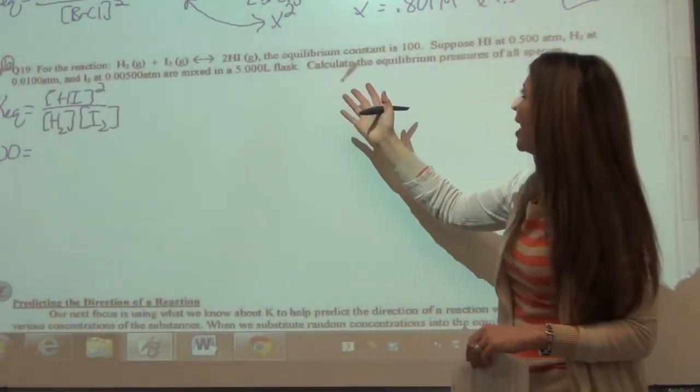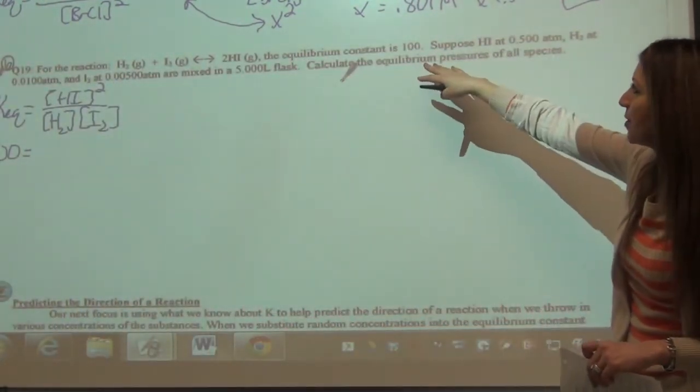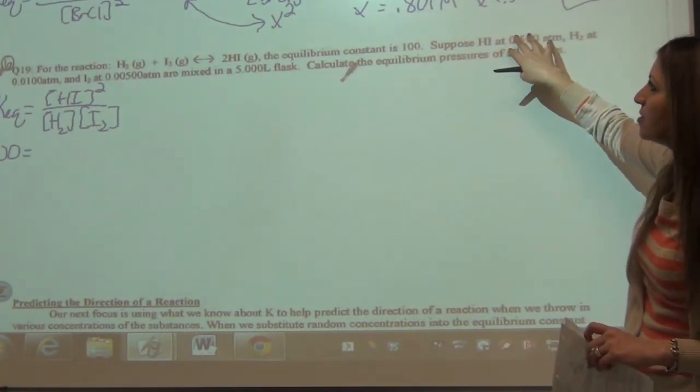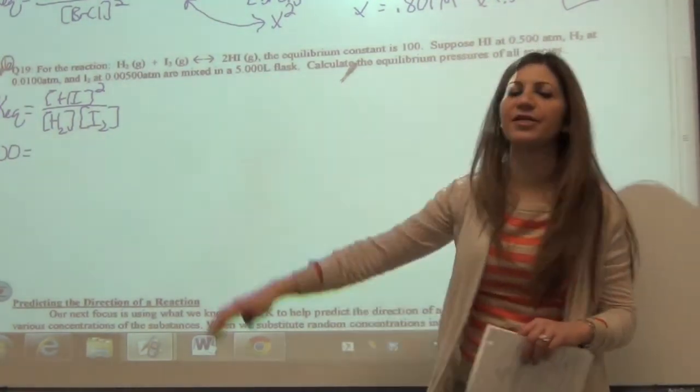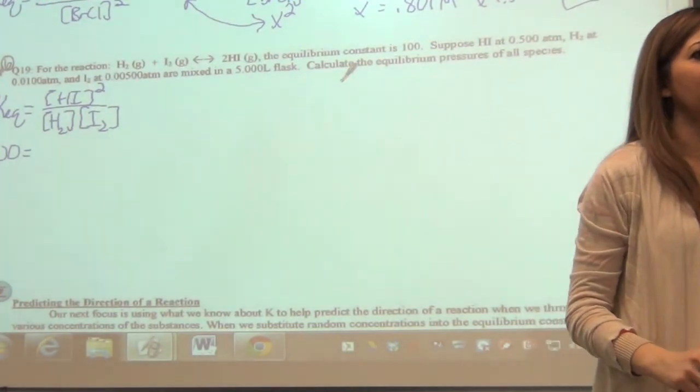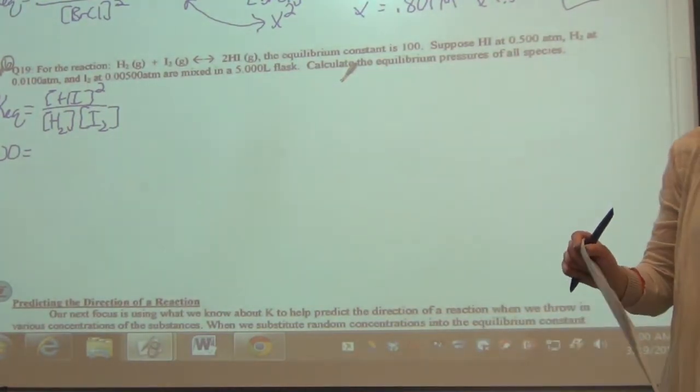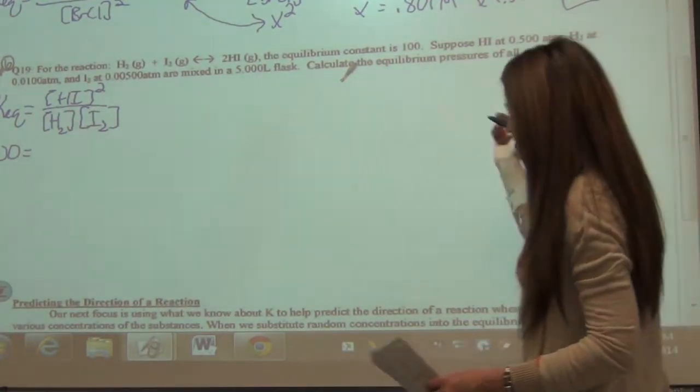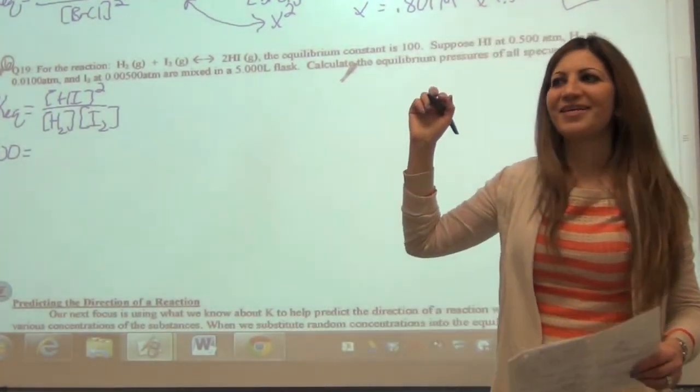Let's figure out, are we at equilibrium? They give us that the equilibrium constant is 100. Suppose that these are mixed in a 5-liter flask. Are you at equilibrium yet? No. They're just telling you that you're mixing them together. So we're not at equilibrium, which means that we need an ICE box.